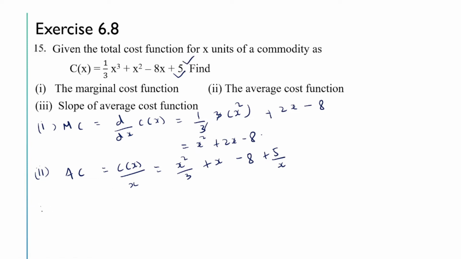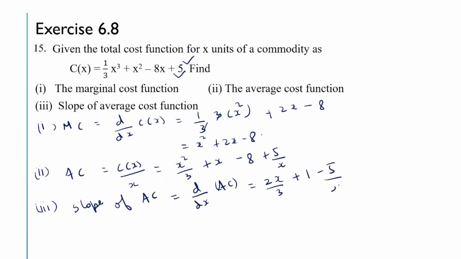Then we are asked to find the slope of average cost function. So slope of average cost, it is nothing but d by dx of average cost. So it is equal to 2x by 3 plus 1 minus 5 by x squared. This we have to differentiate with respect to x.